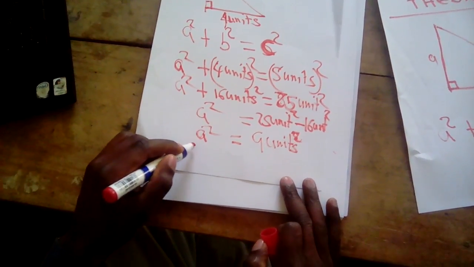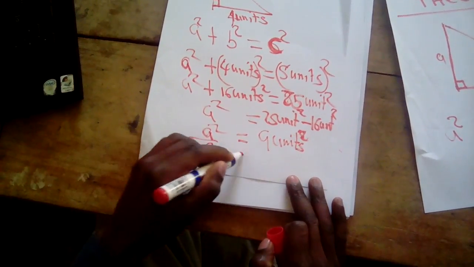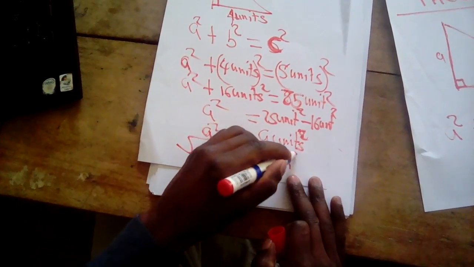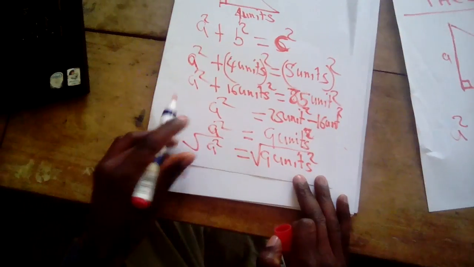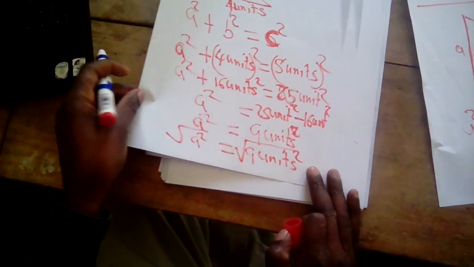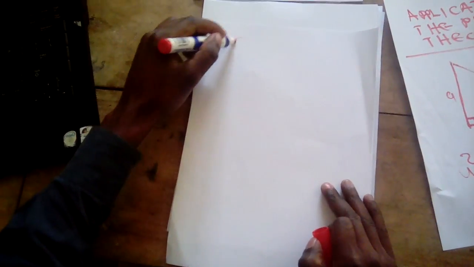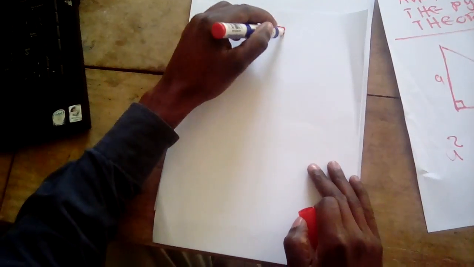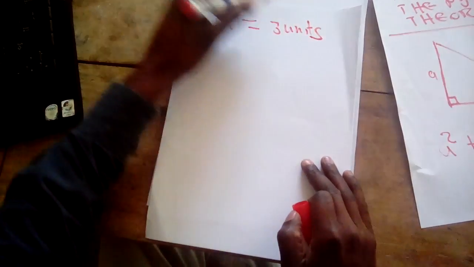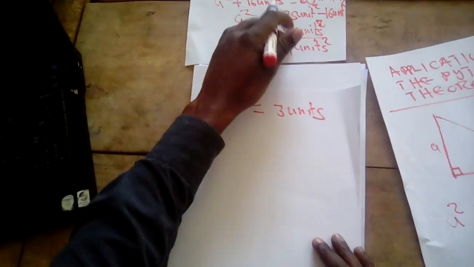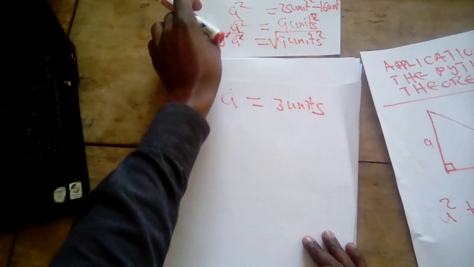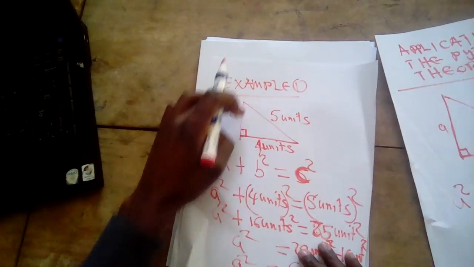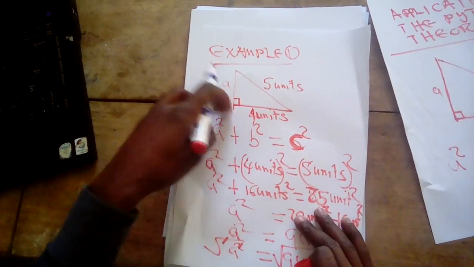Because we want to solve for A, we need to put a square root sign on the left hand side and on the right hand side. Now, if you put a square root sign on the left and on the right, A equals 3 units, because the square root will cancel the square, and the square root of 9 is 3 units. So the length of this unknown side here is 3 units. Thank you.